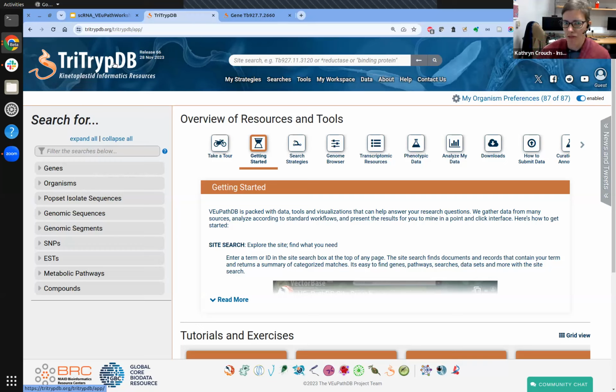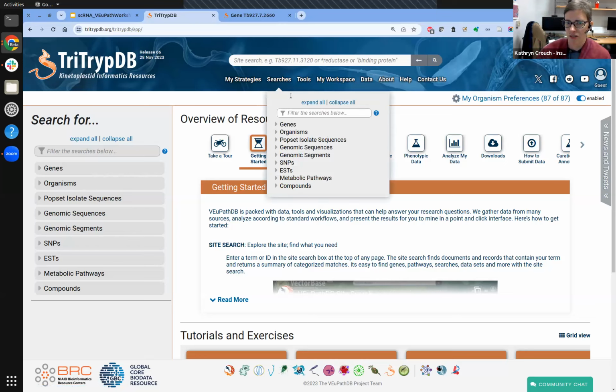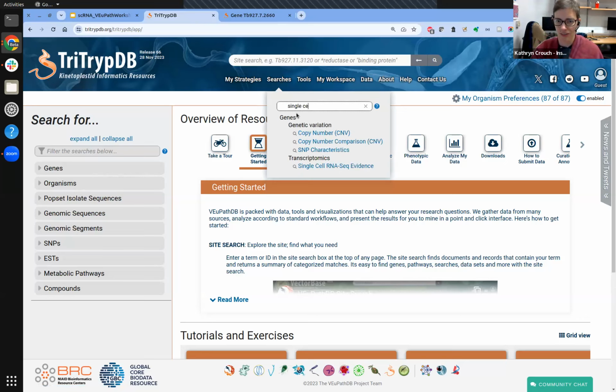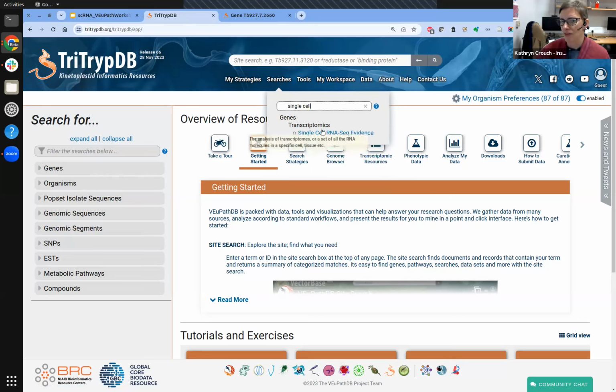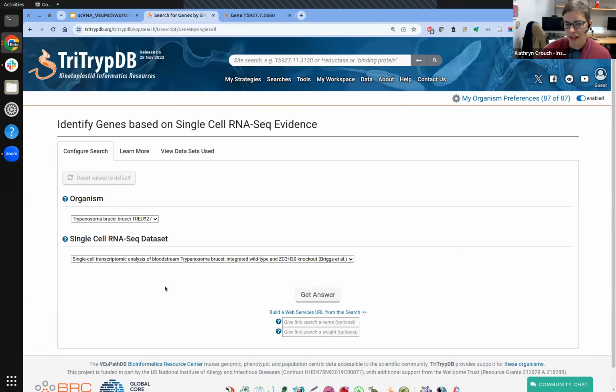There's a couple of different ways to do this. The first thing most people are going to try is looking for a search. If I go to the searches here and I search for single cell, you can see we do indeed have a search here for genes by single cell evidence. If I click on that, I can choose the data set I'm interested in, and I can ask to get the results.